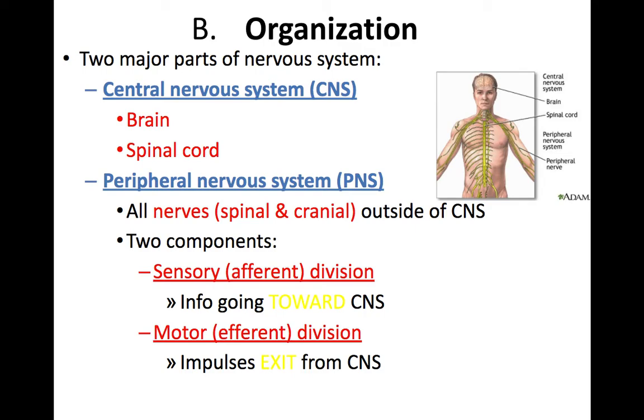So first of all, structural organization is: are the parts of the nervous system structurally in the middle of your body, or are they out on the edges, like towards the periphery of your body? There are only two parts of the nervous system that are in the middle of your body that make up the central nervous system, and they are the brain, which you see right here, and the spinal cord, which you see here. So they make up the axial line.